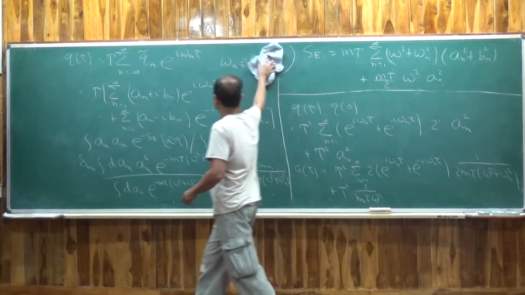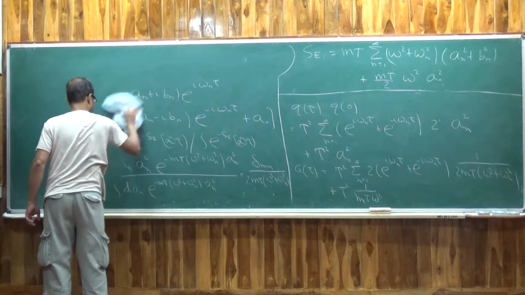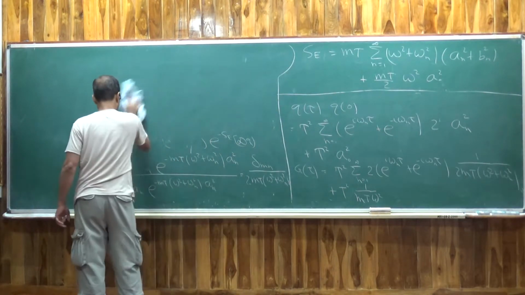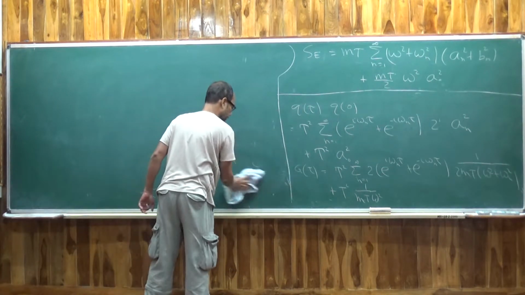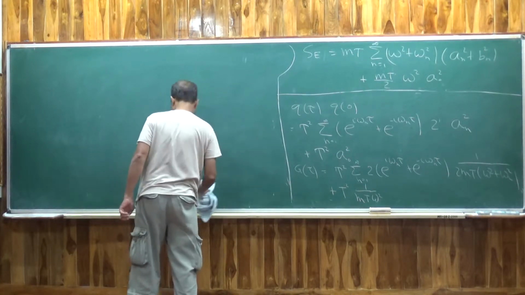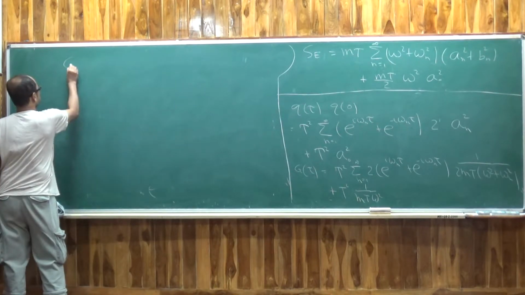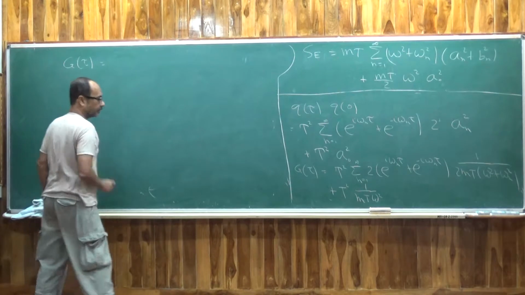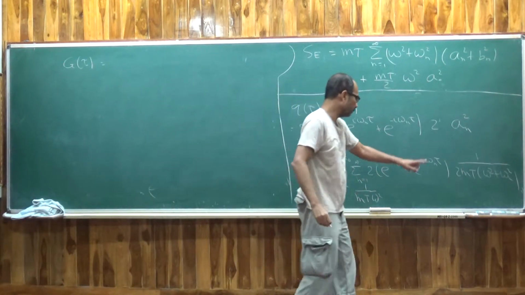Okay, so now we can just write it in a somewhat neater form. So I will now rewrite G of tau. For T, and one factor of T goes away, both.